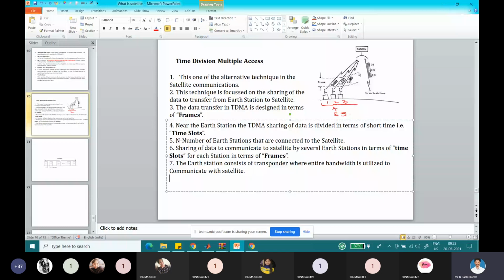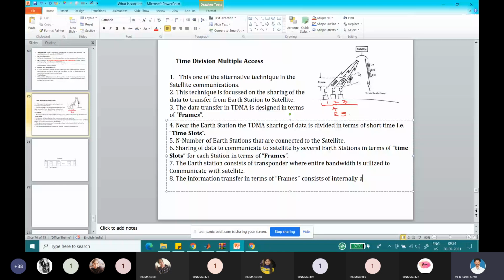Another thing here is that the information transfer in terms of frames, as we are speaking, consists internally of bursts.